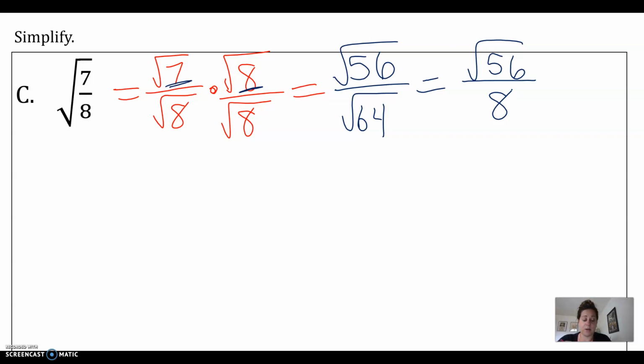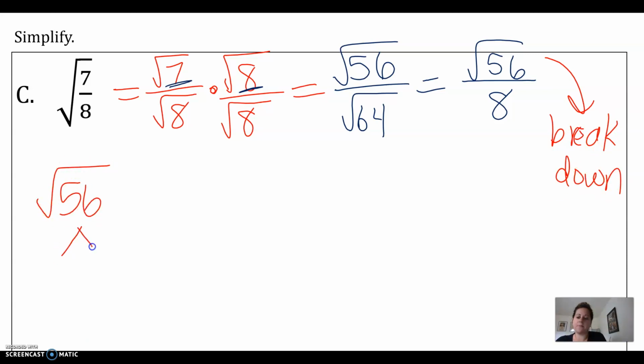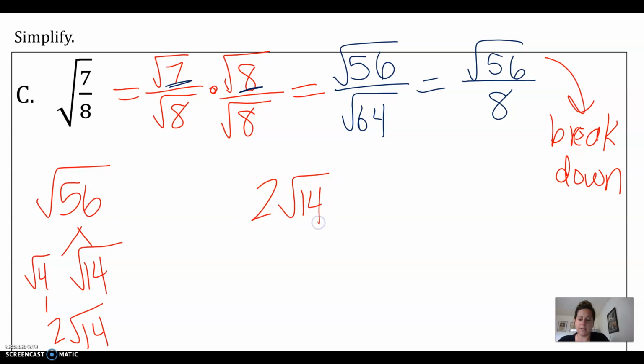And we should make sure that we cannot break down 56, and I do not think there is a square inside 56. Oh, there is a square inside 56. There is 4. So we're going to break down 56: radical 4, radical 14. So this is 2 radical 14. So now that is becoming my numerator. And I did not have a number up here. It was just a 1. So this is what I get to keep right here. And then I have my 8.